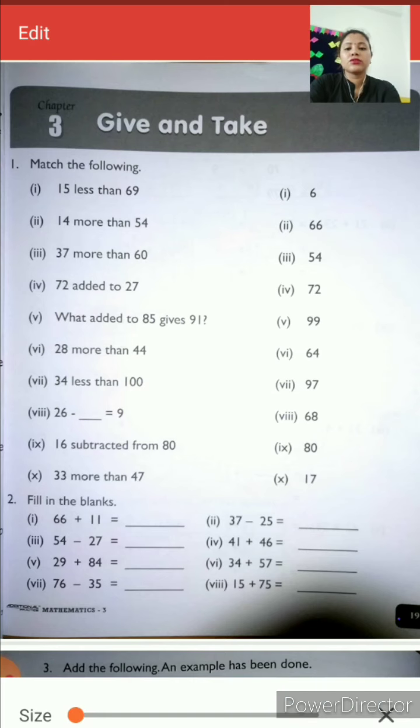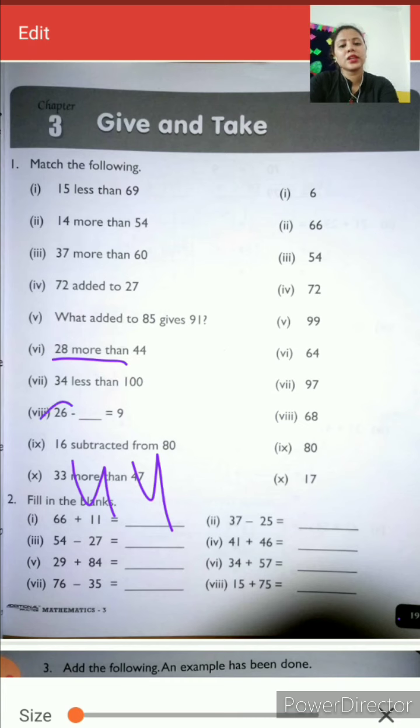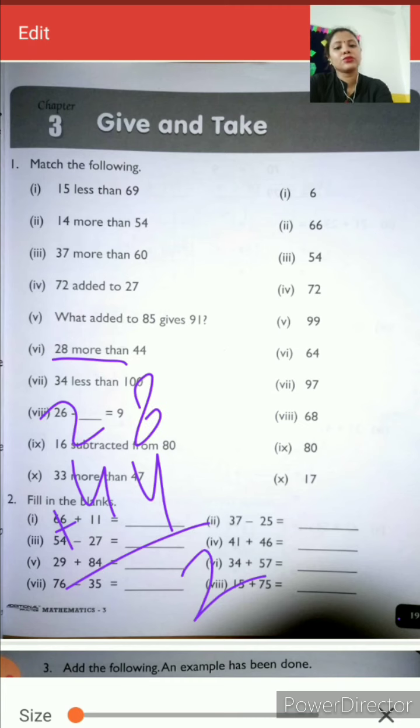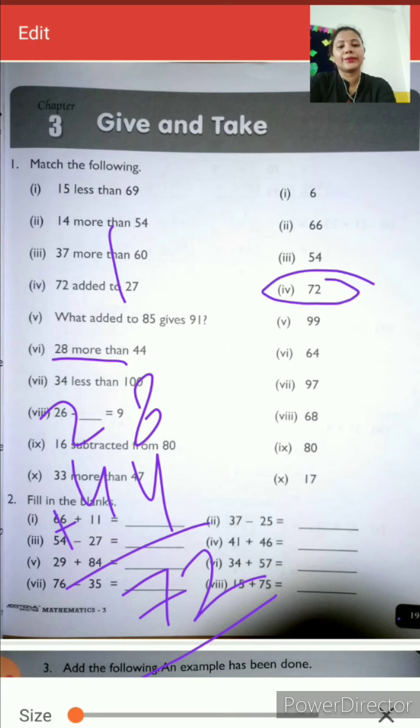Now our next question, question number 6 is 28 more than 44. So again more means addition. So 44 plus 28 is equal to 8 plus 4 is 12, 2, carry 1, 4 plus 2 is 6, 6 plus 1 is 7, and that is 72. Where is 72? Here.